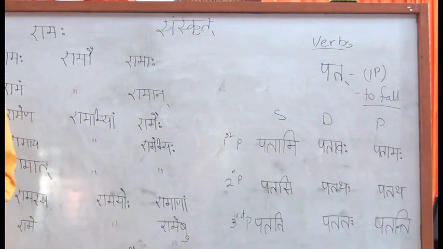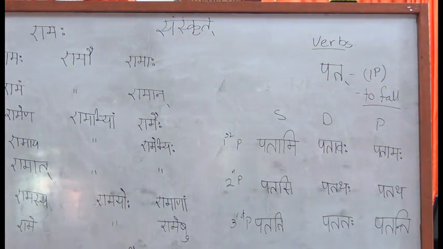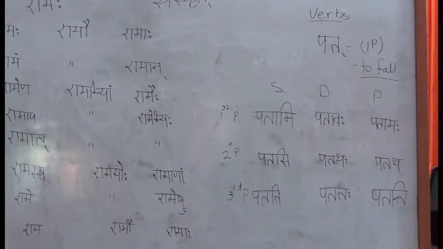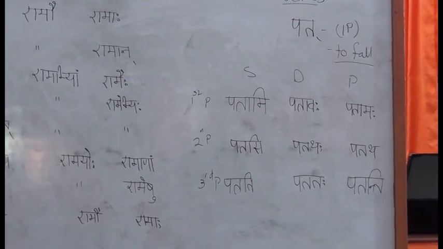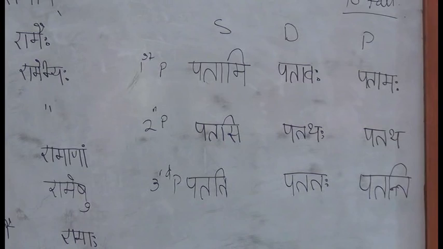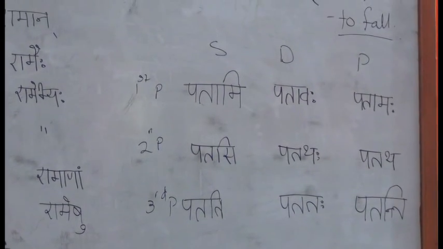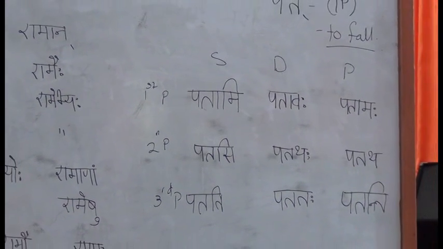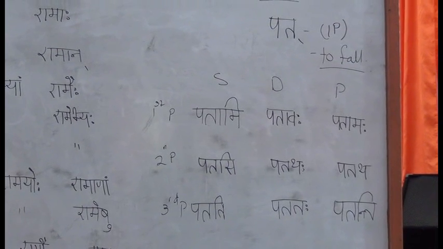Take it down. Again, this is just the model, the exact same way Rama is a model for all masculine nouns ending in a, but we would use this as the model for all first conjugation parasmay para verbs.